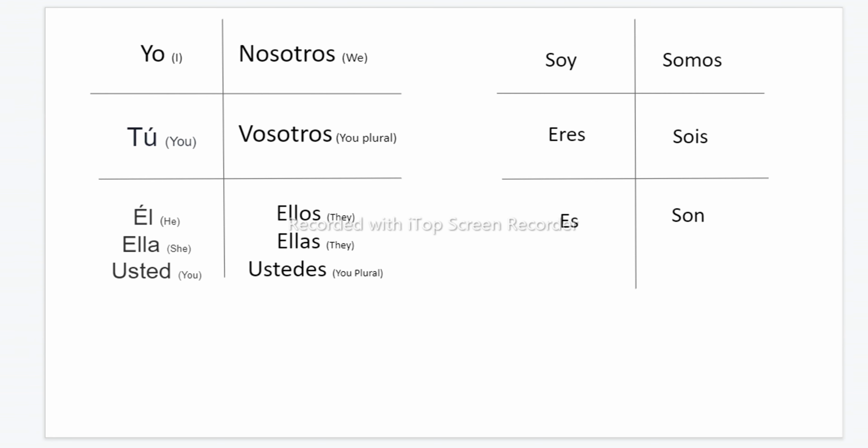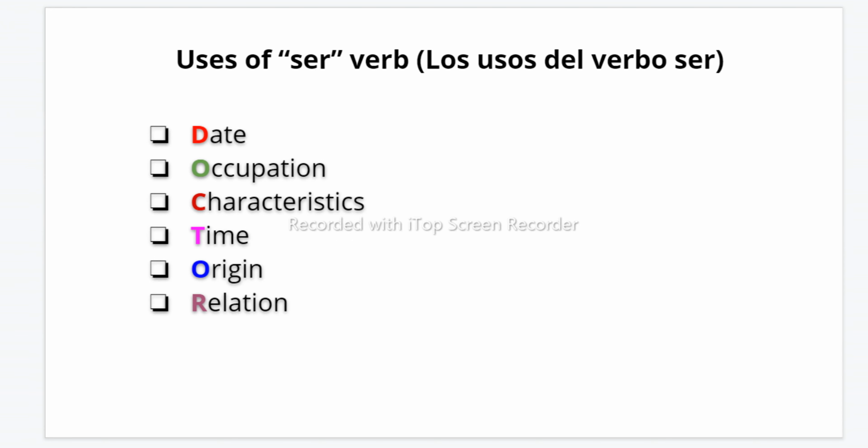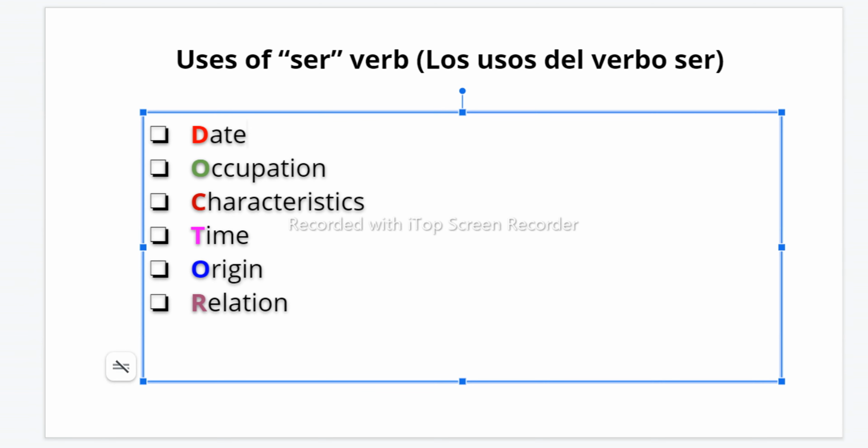This is soy, eres, es, somos, soy, son. So where do we have to use it? Okay. So uses of ser verb. Basically you will use ser verb when you are talking about dates. For example, it's 2nd of October today. Then in this condition you will use ser verb.